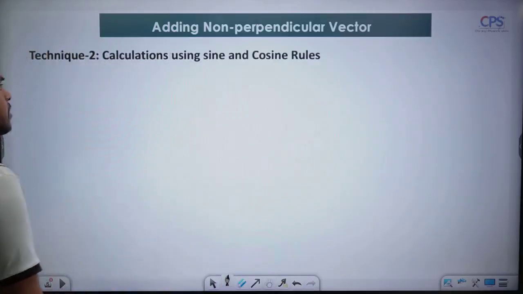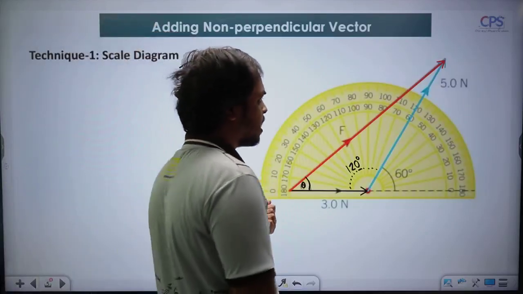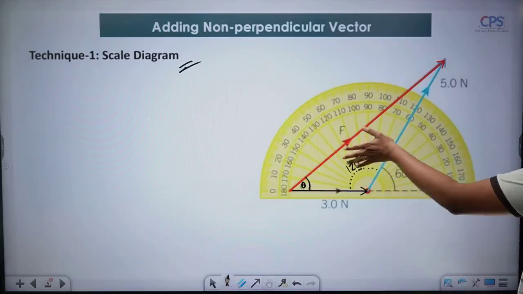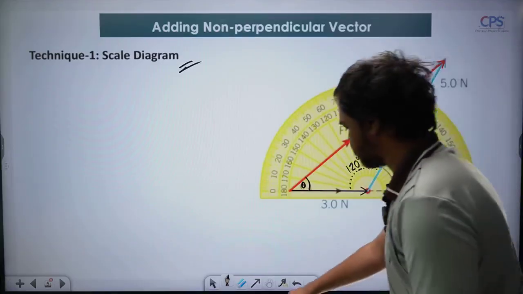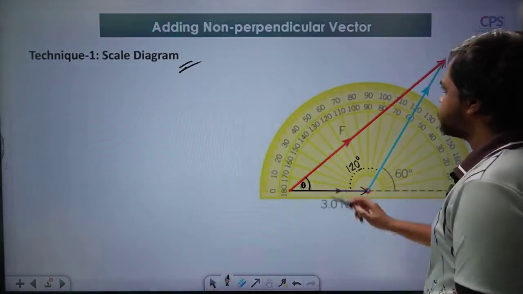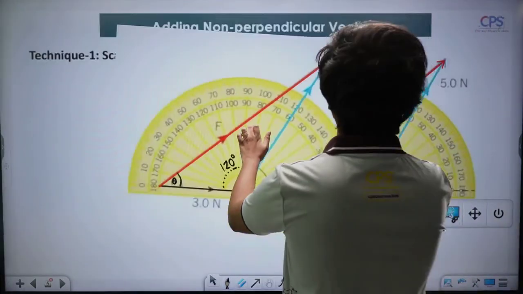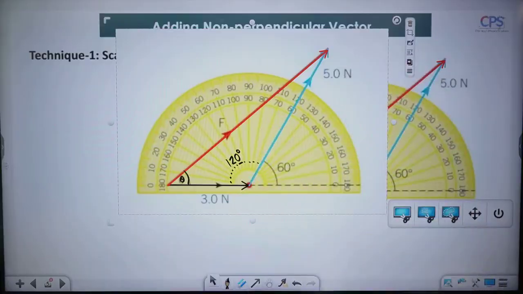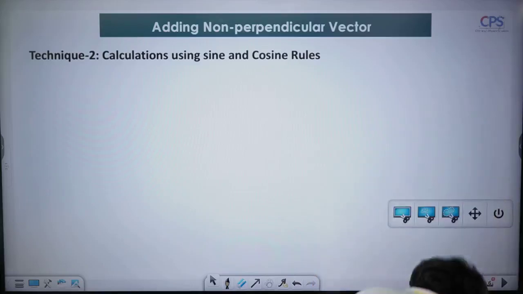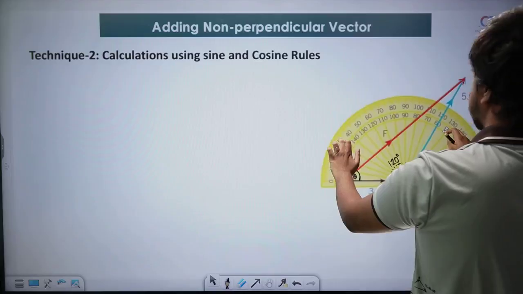So for the calculation technique using the sine and cosine rules, we will use that only. That's why for this calculation what I need is to take this one to the next page. So just bear with me a few moments here. I'll just take this photo and give it to the next page and use our cosine and sine rules. Okay, it will be much easier.